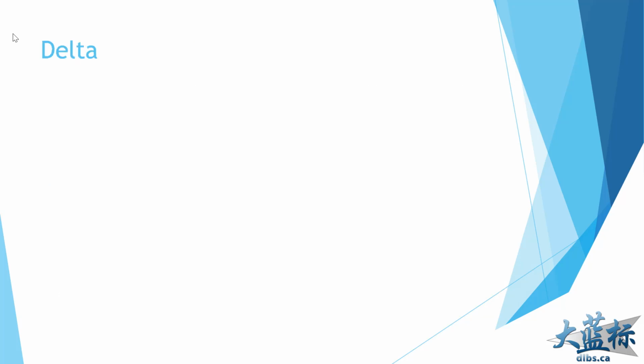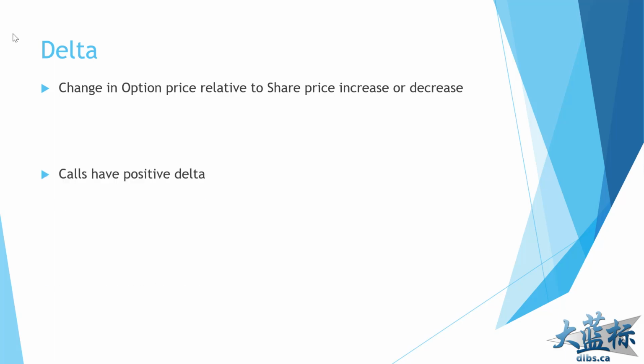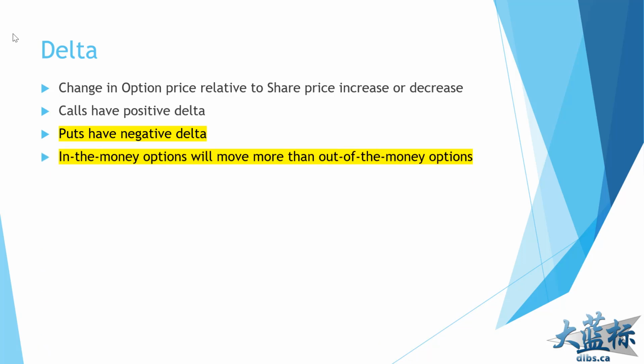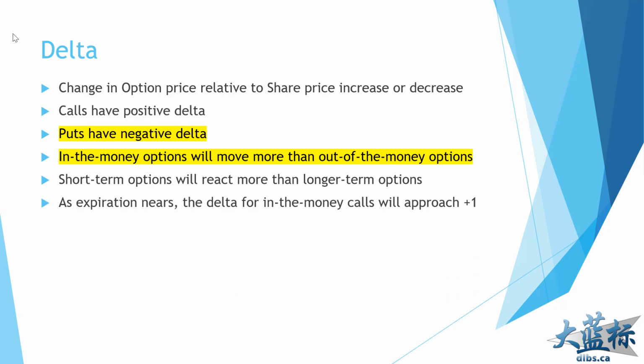Remember, we talked about delta, one of the most important aspects of the Greeks, where this is the relative change of the option price to the share price. Calls have positive delta. In this case, for puts, we have a negative delta. And this is what you need to remember, and it will become second nature shortly: in the money options will move more than out of the money options. That's why most option contracts are near or at the money.